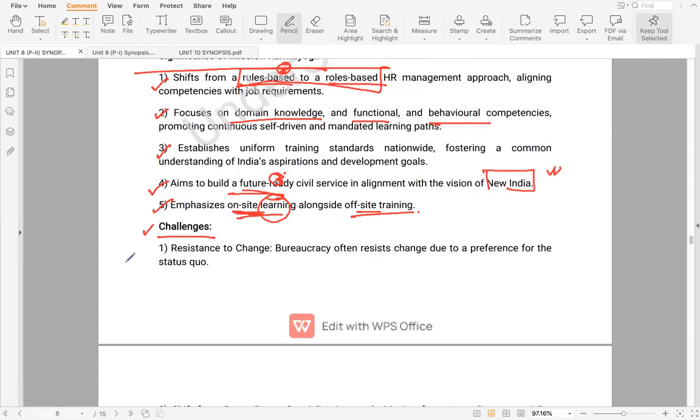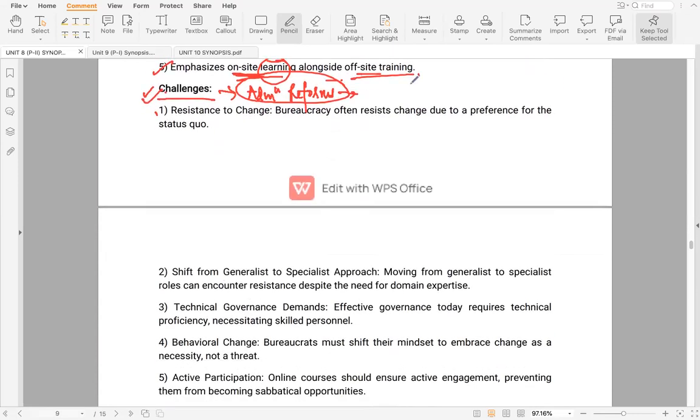What would be the challenges? These are the standard challenges to any administrative reform that you would read, right? What is Mission Karmayogi? Nothing but a part of administrative reform. So the standard challenges of administrative reforms also apply here. So you have resistance to change. Bureaucracy often resists change due to preference for the status quo.